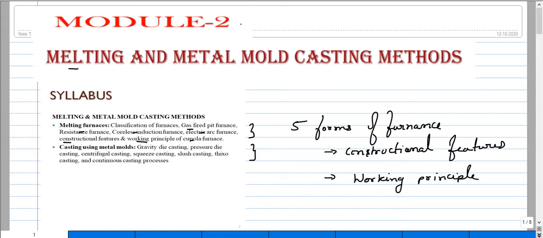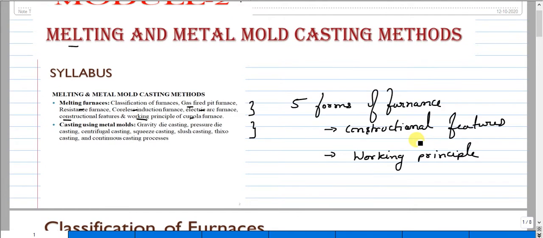So we have gravity die casting, pressure die casting, centrifugal casting, squeeze casting, slush casting, Thixo casting and continuous casting process. So what are the methods that we are following in casting? First part we shall consider, that is melting furnace. What does it mean, melting furnace?